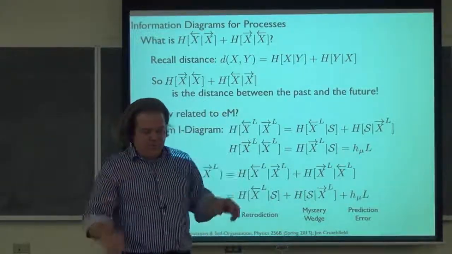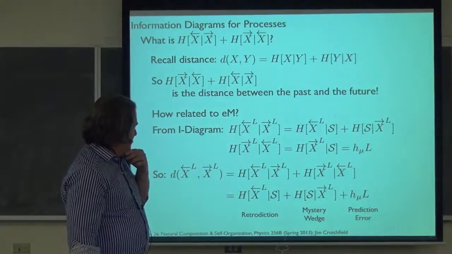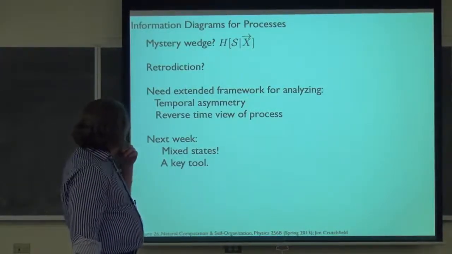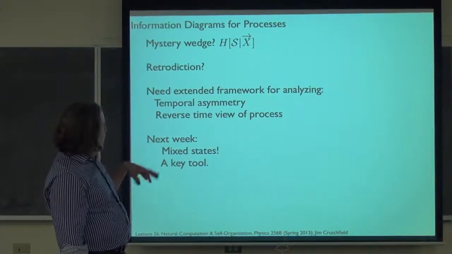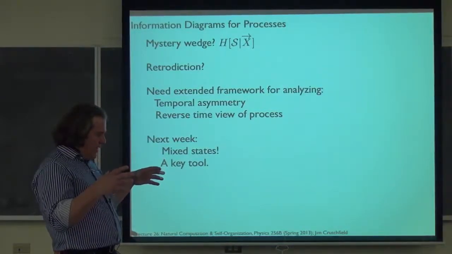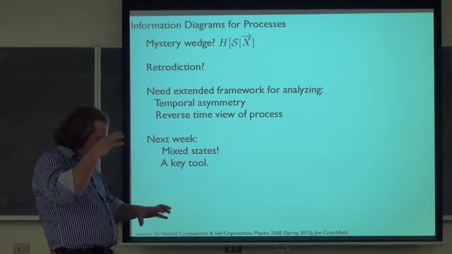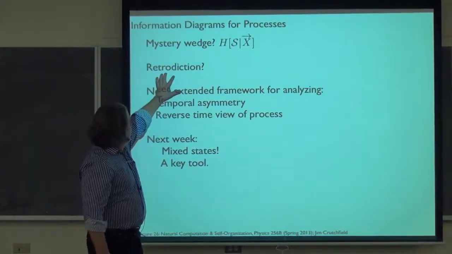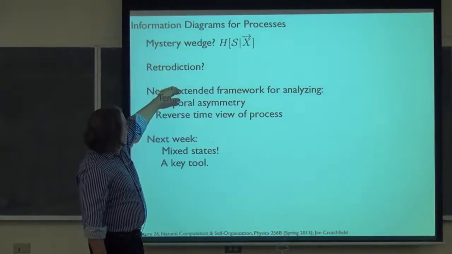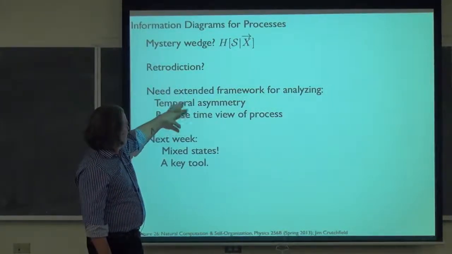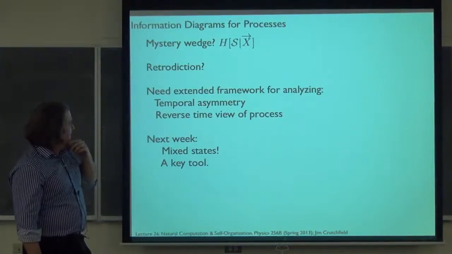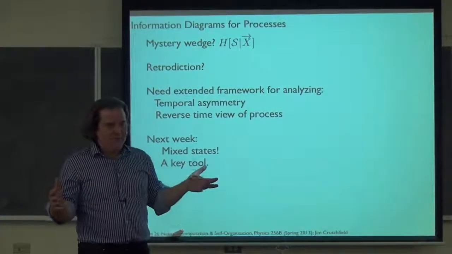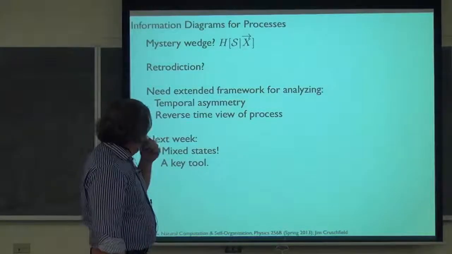So there's actually quite a bit we understand about the information diagram now. It helped us understand these things. So what's going on? We talked about this mystery wedge, and have this tentative interpretation that it's measuring how hidden the state information is from the observed. Talking about retrodiction, some things are the same in reverse time, but other things aren't. In particular, the structure of the epsilon machines can be different. So this is all a setup. We need some more tools here. So that's going to be the role of next week.